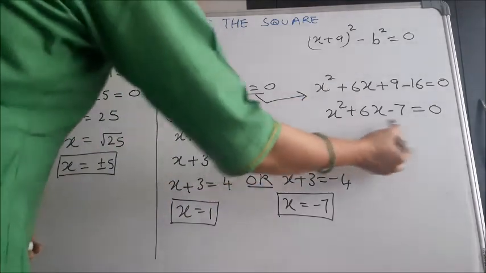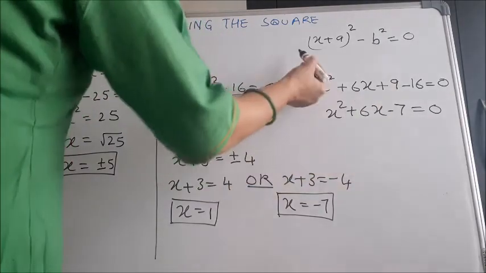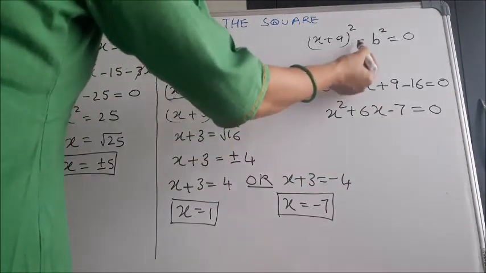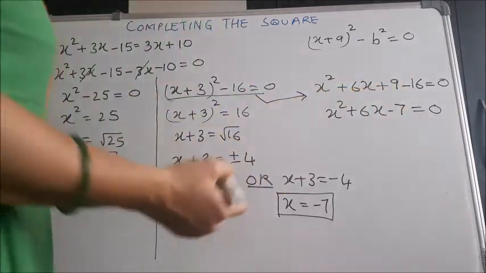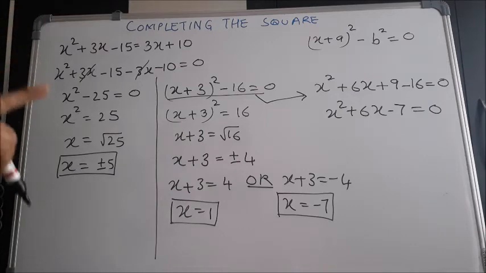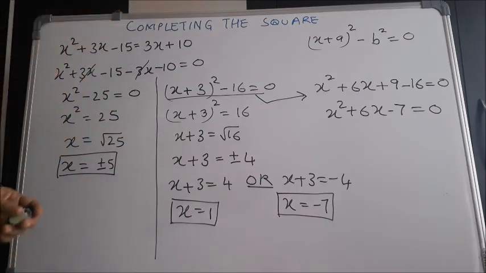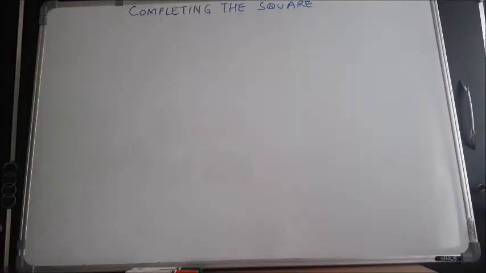So actually, this kind of quadratic equation can be brought into this form, that is x plus a whole square minus b square equal to 0. For that, what you need to remember is your identity: a plus b whole square is equal to a square plus 2ab plus b square. Let's see one more example. Now, let us solve another example by the method of completing the square.